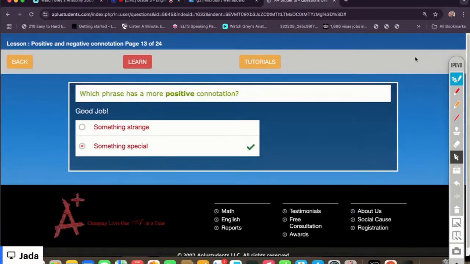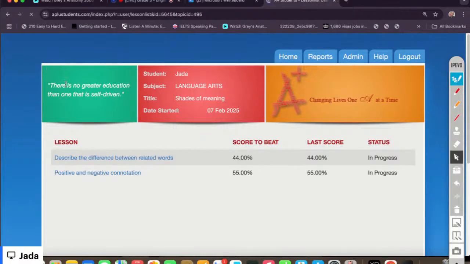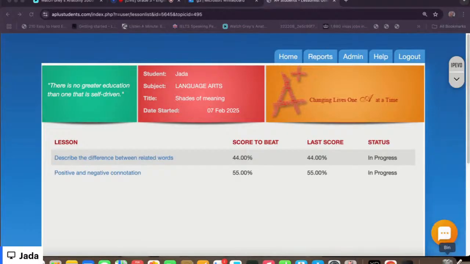All right, so that's it for this lesson. You have to make sure that you complete both lessons from Shades of Meaning. And if when you're doing it, you still need help, you can click on this chat button and you get more help. All right. But before we finish, let me know if you have any questions. Do you have any questions before we end for today?